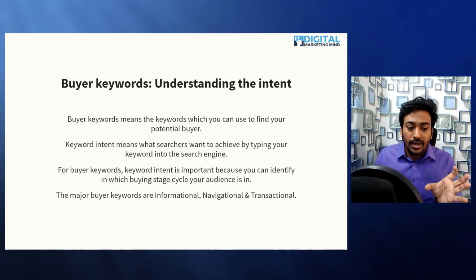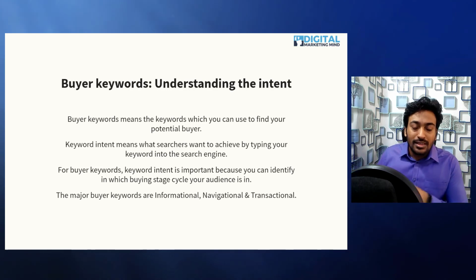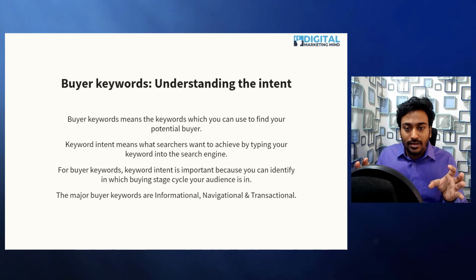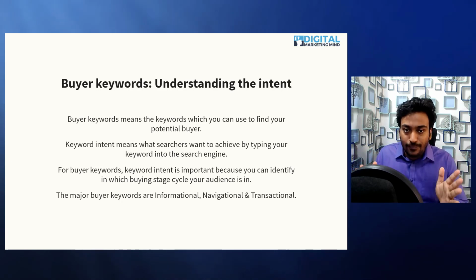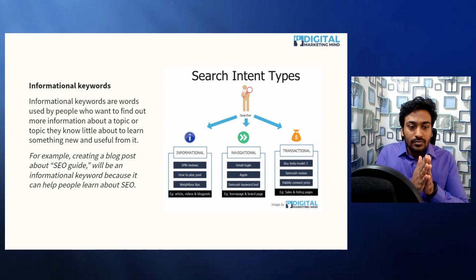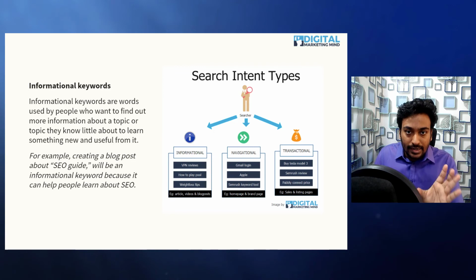The major buyer keywords have three different categories or cycles: informational, navigational, transactional, or commercial. Some SEO experts or lessons try to make it four categories, but for classification and simplification, I try to make it three different categories to help your understanding. Let me look into the first category, which is informational keywords.